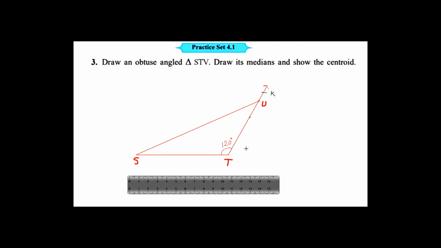What is a median? The segment joining the vertex and midpoint of the opposite side is called a median.